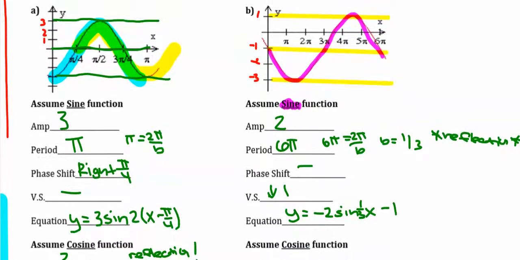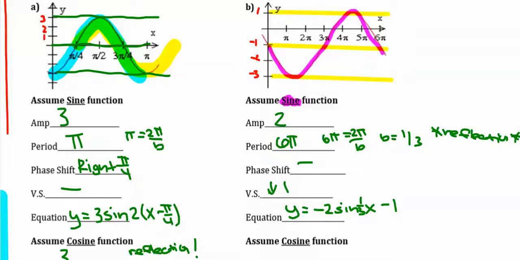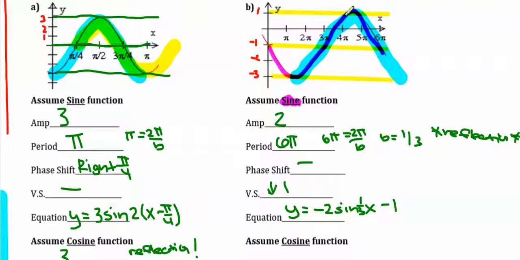Okay, now for my cosine function. So if I was to highlight my cosine function, I'll go ahead and do it in blue. So cosine function, here we go, starts at the minimum. I can't see the full thing, but I don't really need to know the full thing in order to be able to write the equation. So notice that the amplitude's the same, period's the same, but this one has a phase shift of, it looks like, what is that, negative 3 pi over 2.